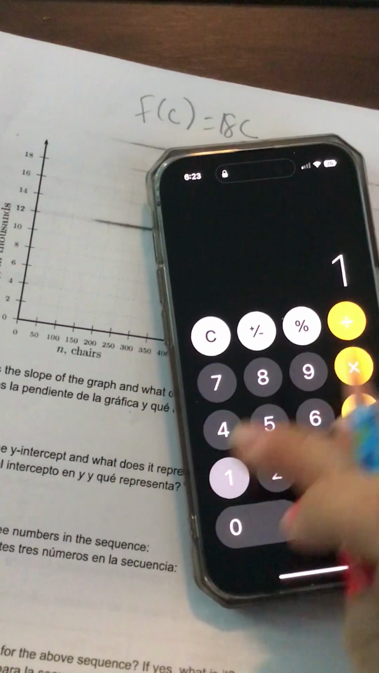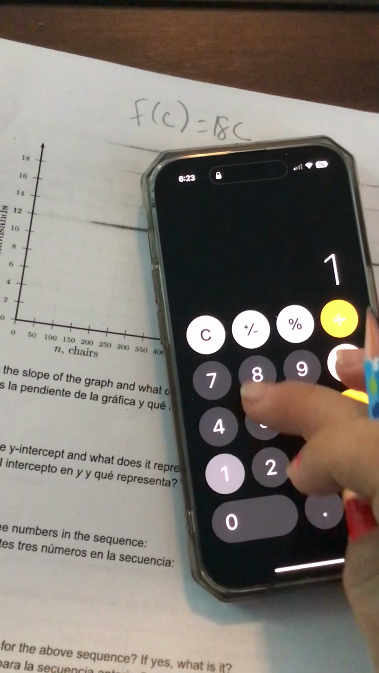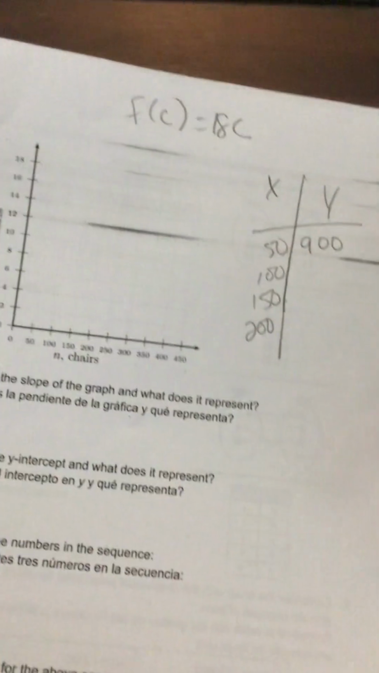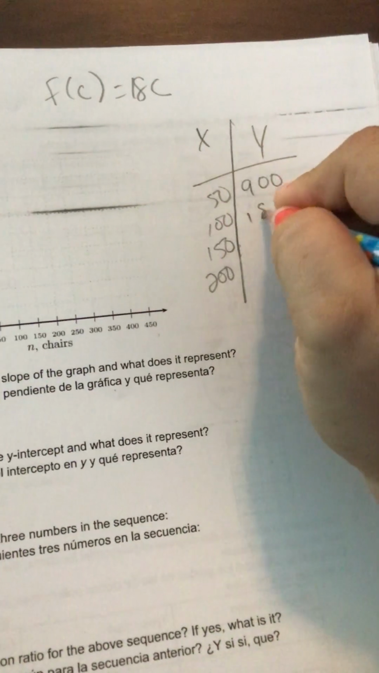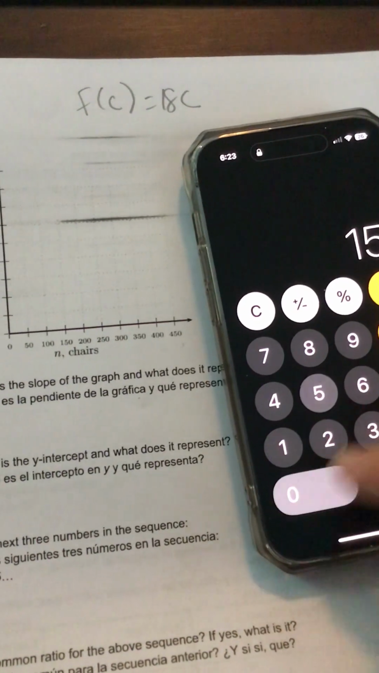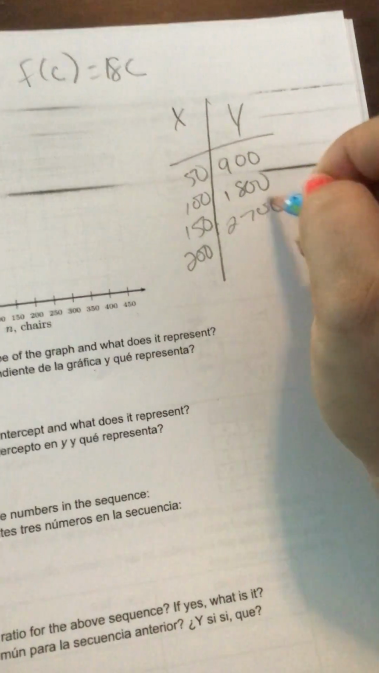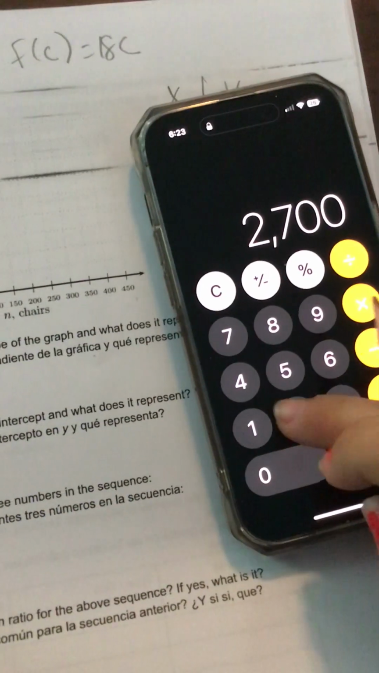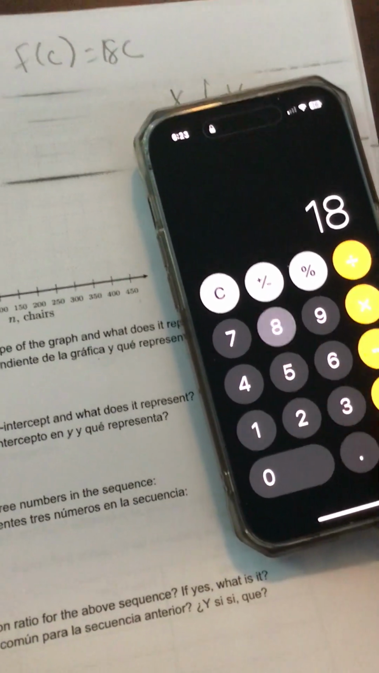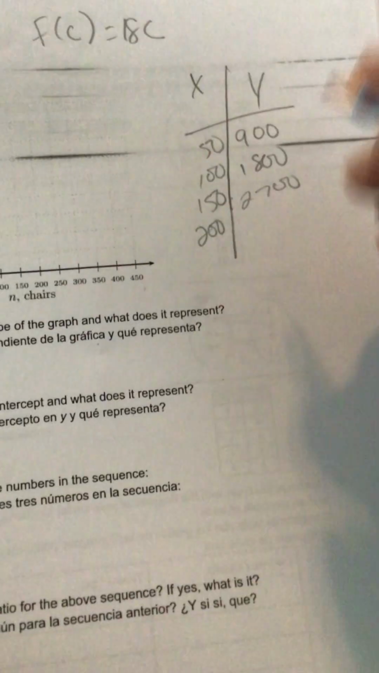Okay, let's do the same thing. I have 100 times 18, 1,800. We have 150, but we'll try it again. 2,700. And then we'll do 200. 3,600.